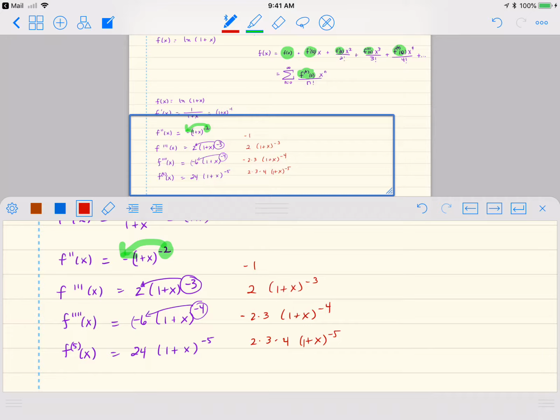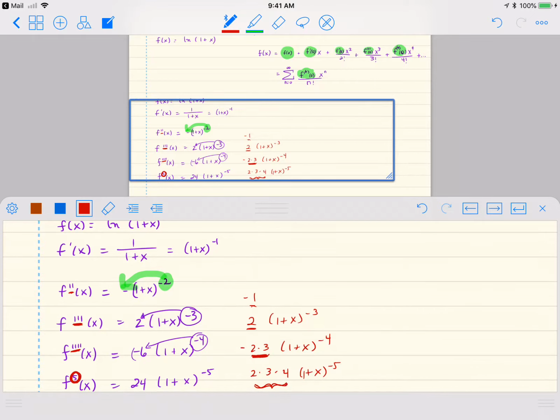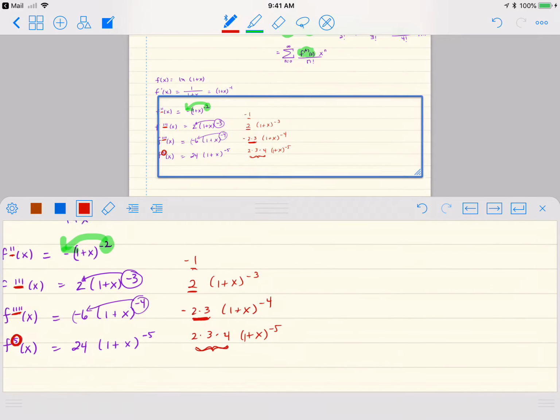So it looks like for the fifth derivative, this looks like 4 factorial. For the fourth derivative, we've got a 3 factorial. For the third derivative, we've got 2 factorial. For the second derivative, we've got 1 factorial. So we're keeping these things in mind.